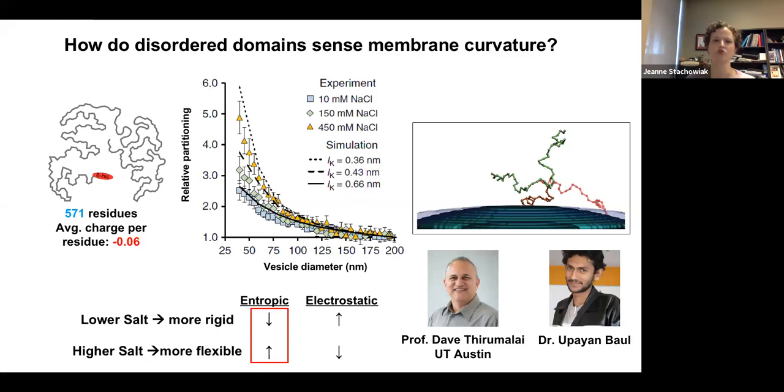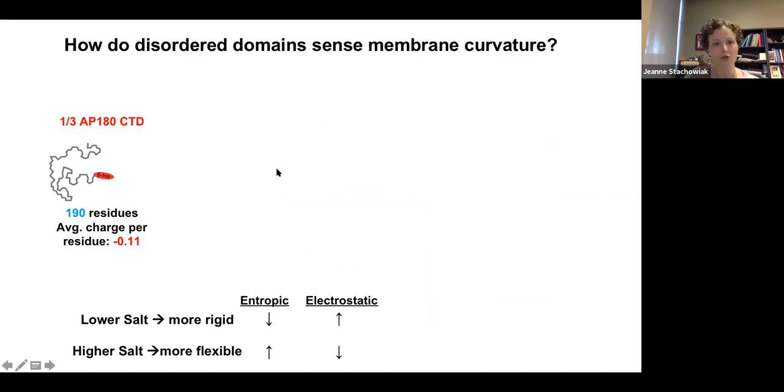But is this always true? Are disordered proteins always sensing curvature through an entropic mechanism? We thought not necessarily. There should be conditions under which the electrostatic mechanism could dominate. So to try to create those conditions, we took just the first third of this domain. That first third happens to have most of the negatively charged residues, so the charge per residue is about twice as high in this third. And then it's shorter, so it has less entropy, fewer configurations compared to the full-length domain.